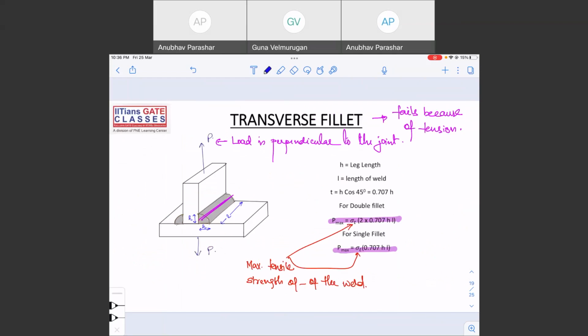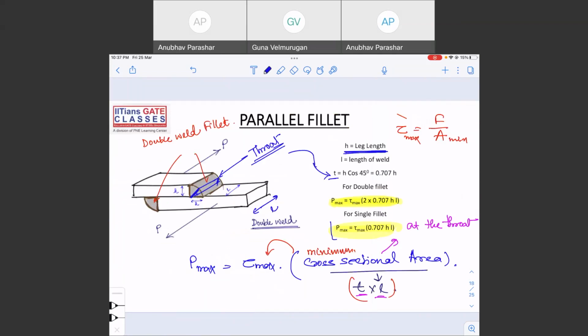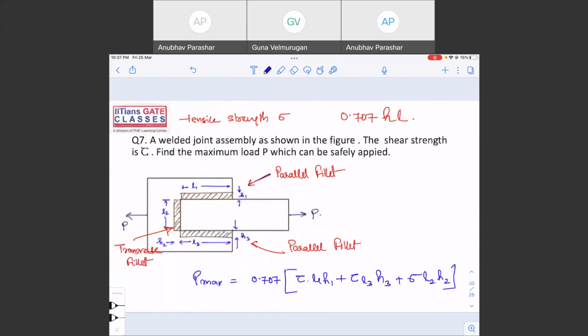If you are confused with the formula, see the formula. Maximum load is equal to... because all are single, here we are looking at a single fillet joint. For single fillet, parallel fillet, tau max is 0.707 HL. The formula is 0.707 HL. That's why I said T is equal to 0.707 H. That is the most important thing. If you can remember that, everything else is simple.